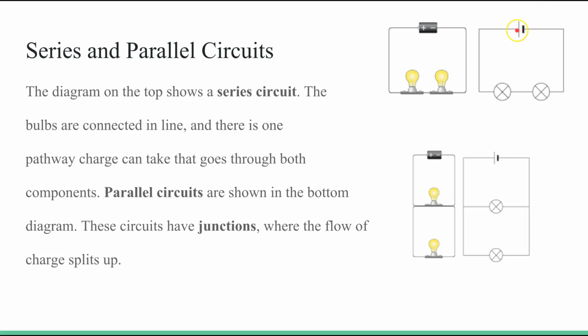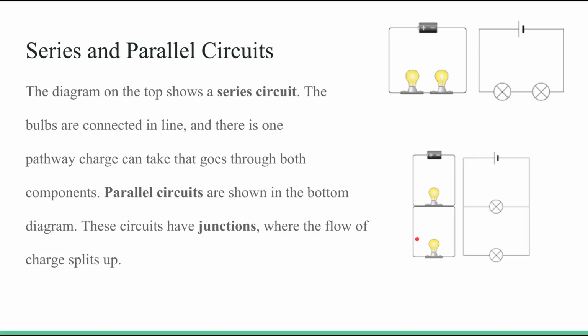As you can see, charge will get forced through this potential difference, gain some, and flow through here, go through these light bulbs, and there's only one pathway for the charge to flow. That is this pathway, and it will go back again through the battery, gain potential, and then flow through again. Parallel circuits are shown in the bottom diagram.